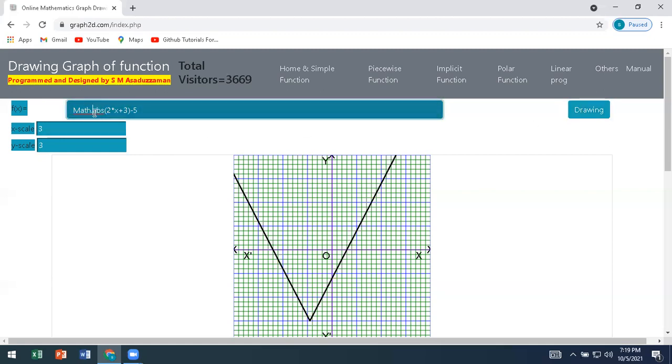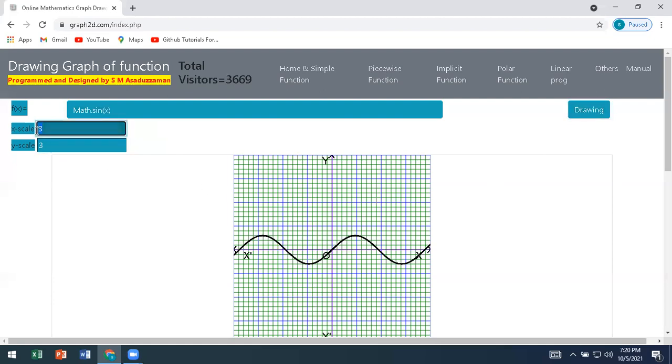Again, we discuss the trigonometric function. For the trigonometric function, at first we type Math, capital letter M, then all small letters. Sin x, Math.sin x. Press the drawing button, we get the sine function.